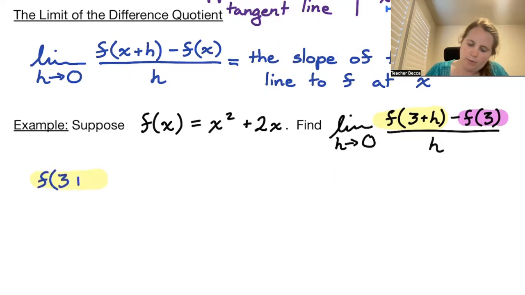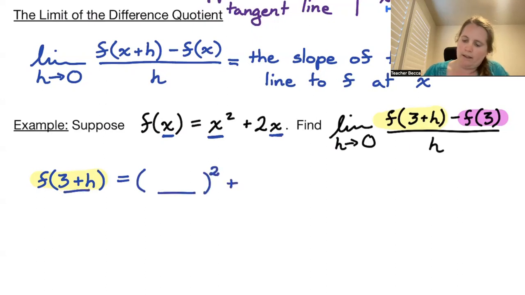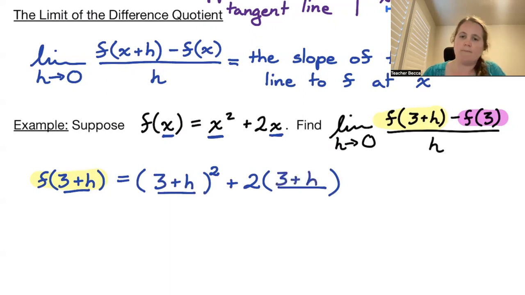So f of 3 plus h. F says that whatever it is we're trying to plug in, we first square, and then to that we add 2 times the thing we're plugging in. So f of 3 plus h, we're going to do that inside squared, and then add 2 times our input. So that input in this case is 3 plus h. So we have a 3 plus h, the entire thing squared. Then we have a plus 2 times 3 plus h.